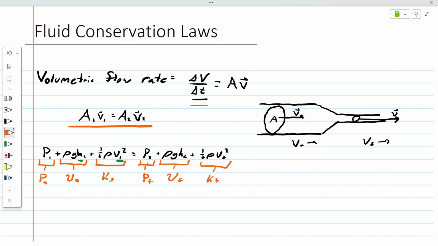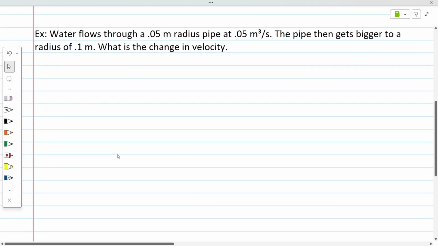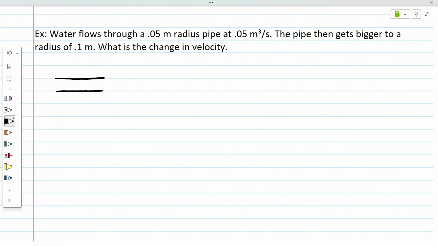Okay, but let's do an example with changing areas first. We have water flowing through a 0.05 meter radius pipe at 0.05 meters cubed per second. The pipe then gets bigger to a radius of 0.1 meters. What is the change of velocity? So let's draw out what we're looking at here. We have the pipe going through like this originally, and then it gets wider.